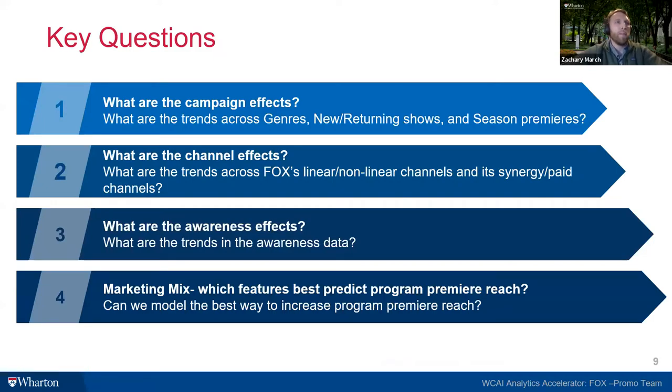So, the key questions that guided our analysis. Top was the campaign effects, so just looking across categories, trying to break down the trends for genres, new and returning season premieres. Then also looking at the channel effects for number two there. This is literally just looking at linear versus nonlinear, so the actual TV channels, like Fox's channels versus Hulu, and then the synergy versus paid, which is again Fox's own channels versus ones that they pay for advertising on.